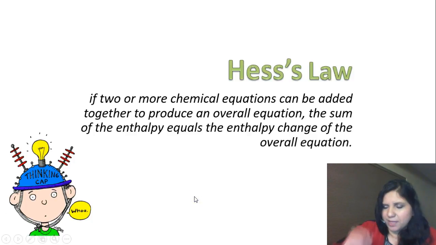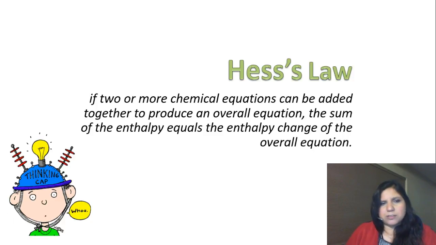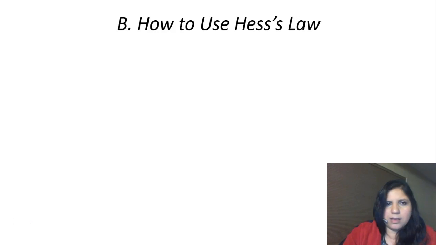All right, another way to say Hess's Law is if two or more chemical equations can be added together to produce an overall equation, the sum of the enthalpy values equals the enthalpy change of the overall equation. Now, this seems a little confusing, but once you do a few of these, this will make sense. All right, so here's how we're going to use Hess's Law.